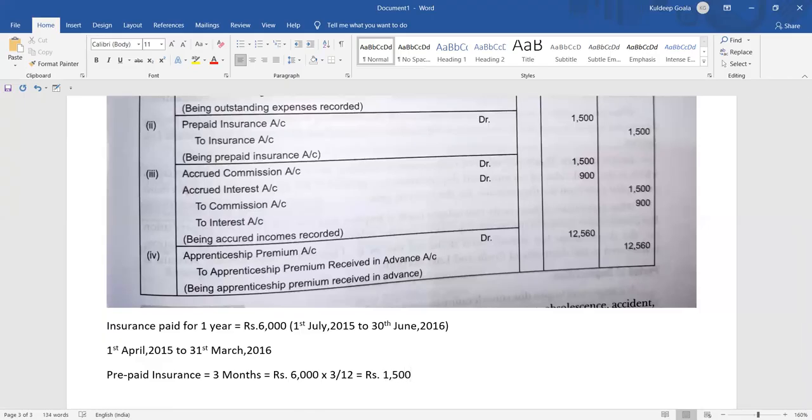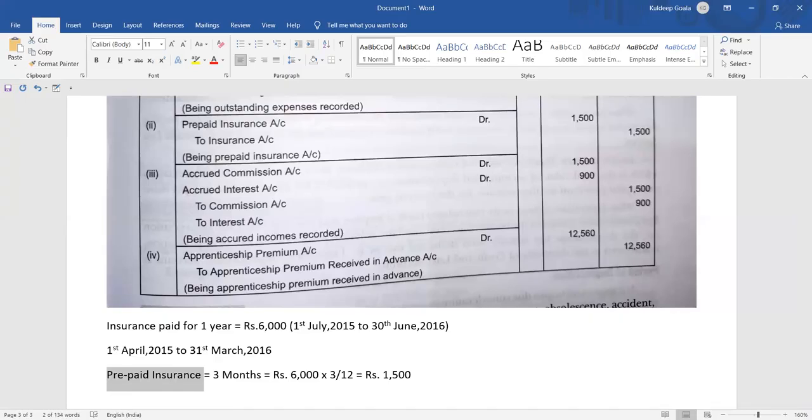1,500 rupees is the prepaid insurance, isn't it? So now what will be the journal entry? See, prepaid insurance is also a representative personal account, right? And here it is our asset or liability? It is our asset. Why? Because we have paid the insurance before time, so we have a right on that. So prepaid insurance is an asset, so it will be debit.